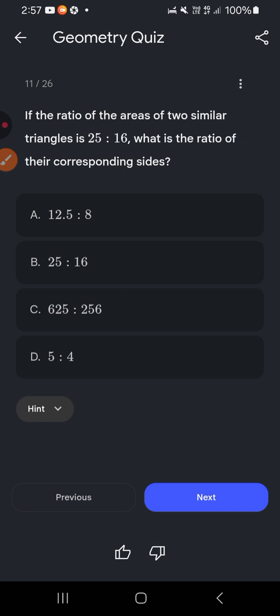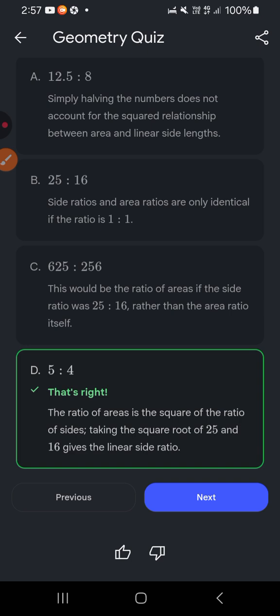If the ratio of the areas of two similar triangles is 25 to 16, what is the ratio of their corresponding sides? Correct answer is 5 to 4. The ratio of areas is the square of the ratio of the sides. Therefore, taking the square root of 25 and 16 gives the linear side ratio.